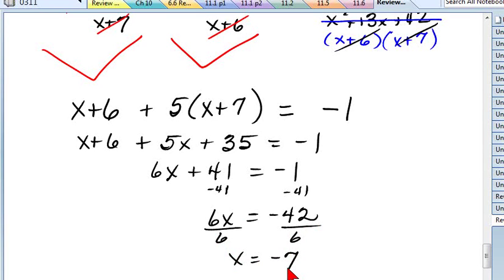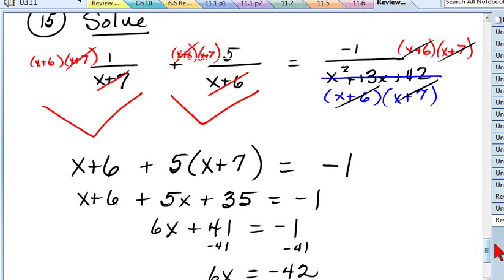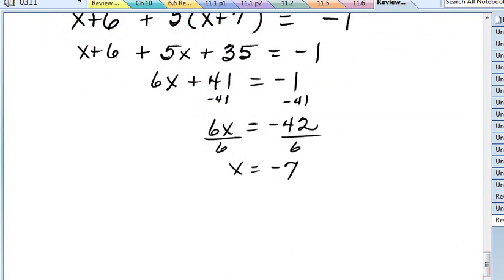But do you remember this is one of two kinds of problems that you have to check to see if you accidentally, unintentionally invited an answer in that doesn't check. x is negative 7. Is that going to cause me any trouble as far as the domain of the original problem? Yes. If x is negative 7, this denominator becomes 0. So does this one. But if it even happens for one of them, it's trouble. So that's not the answer. What is the answer? There's not an answer. It's no solution.